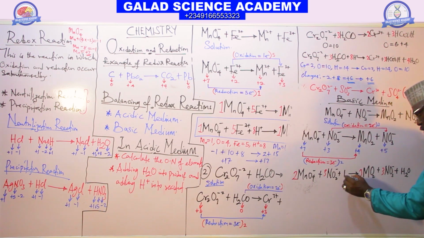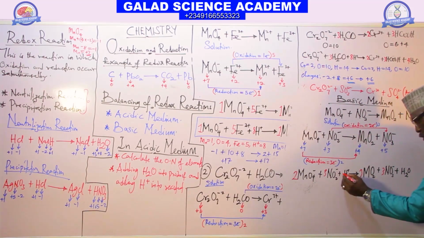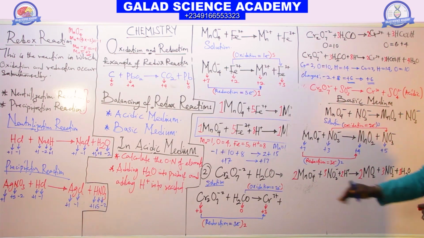plus 2 moles of hydrogen ion. Now, if here we add 4, this one is 8. So you now have 2 moles of hydrogen ion here, and 1 mole of water molecule. I believe you have balanced this equation in acidic medium. But it is basic.